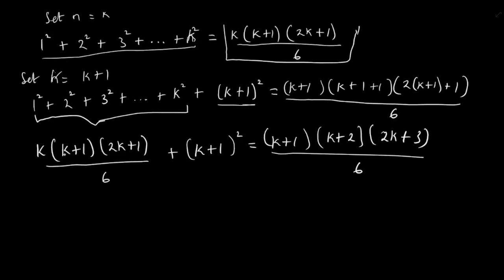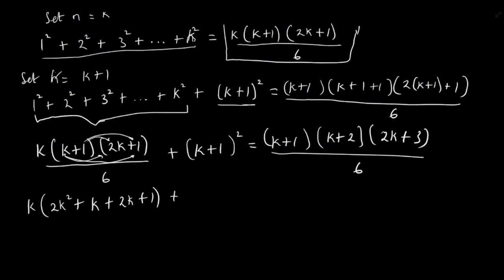So let's begin by expanding the left hand side. So we have k, then we need to expand this term, right? K multiplied by 2k, then k multiplied by 1, then 1 multiplied by 2k, then 1 multiplied by 1. So k multiplied by 2k, we have 2k squared. K multiplied by 1, we have k. 1 multiplied by 2k, we have plus 2k. 1 multiplied by 1, we have plus 1.